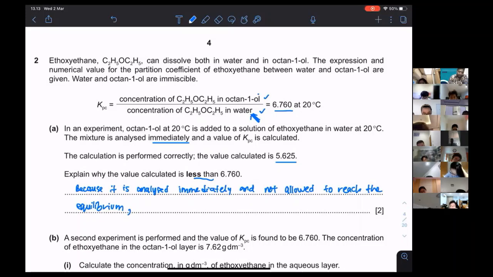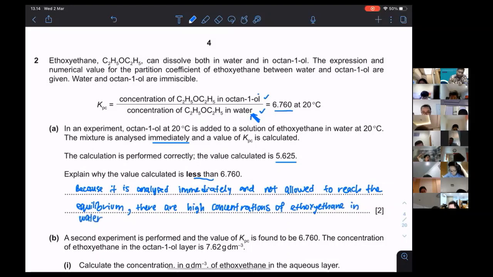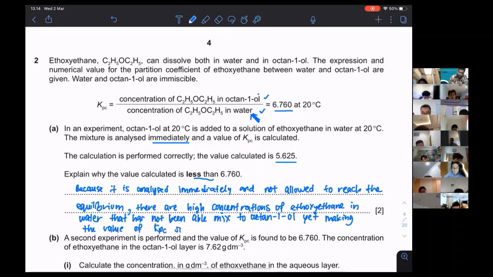So you need to say that there is a high concentration of ethoxyethane in water that has not been able to mix into octane 1-ol yet, making the value of KPC smaller than 6.760.